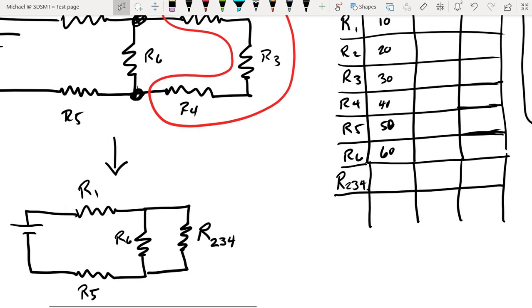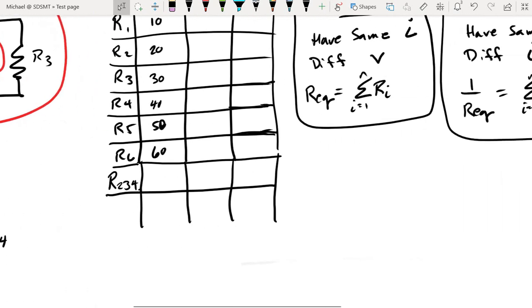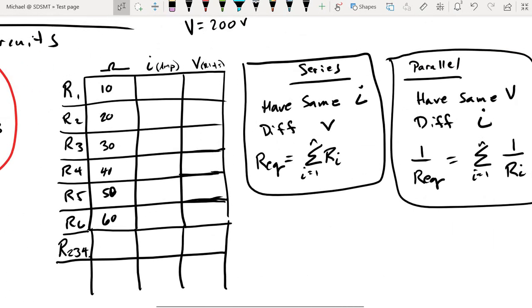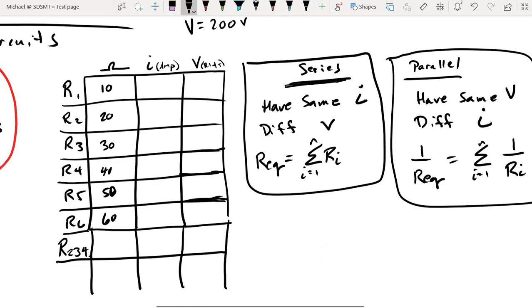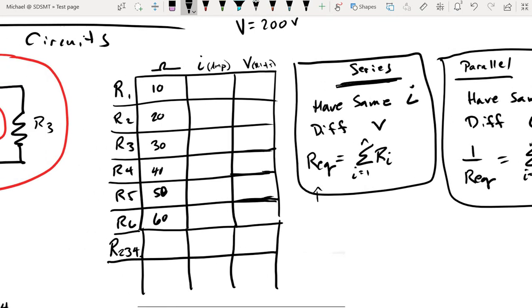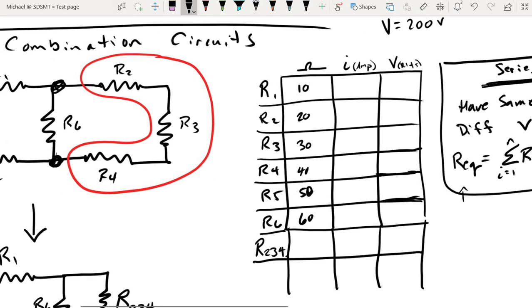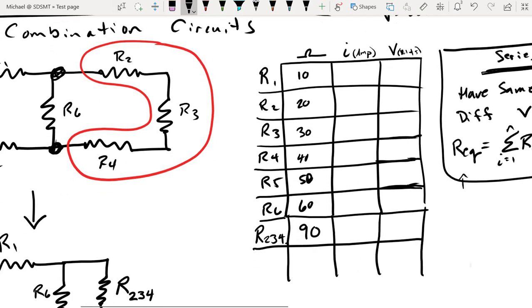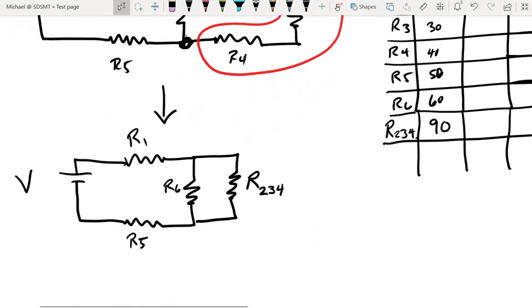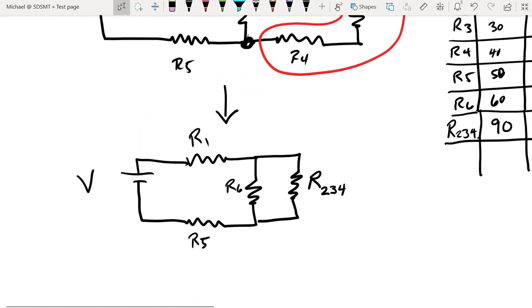What is the value of resistor 2, 3, 4? That's our next step. Well, resistors 2, 3, and 4 were added in series. So all I have to do is a direct summation of their values. Resistor 2 is 20, resistor 3 is 30, resistor 4 is 40, so that's going to give us 90 ohms.